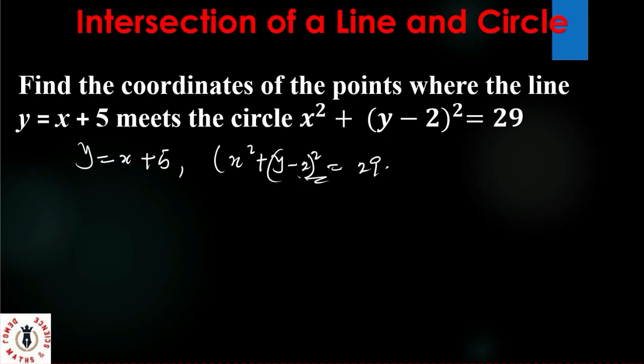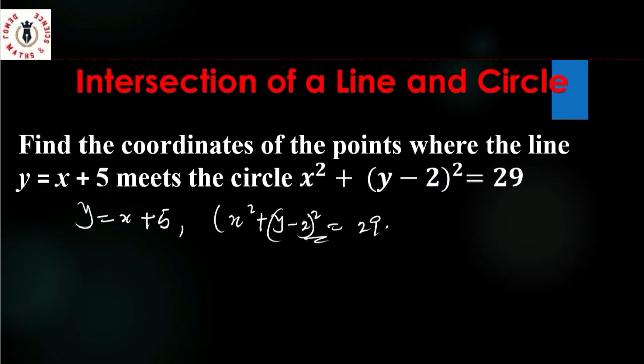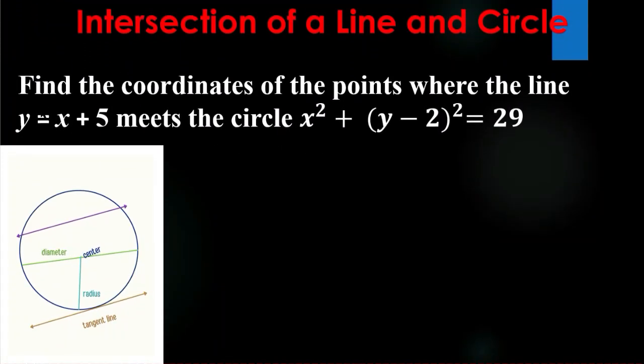Now the first thing I want us to see is intersection of a line and a circle. When you have a line intersecting a circle, one of three things is possible. One, either the line is just touching the circle at a point, and when this happens, like what I have in this diagram here, we'll call it a tangent. It's just touching it at a point, it's not crossing it.